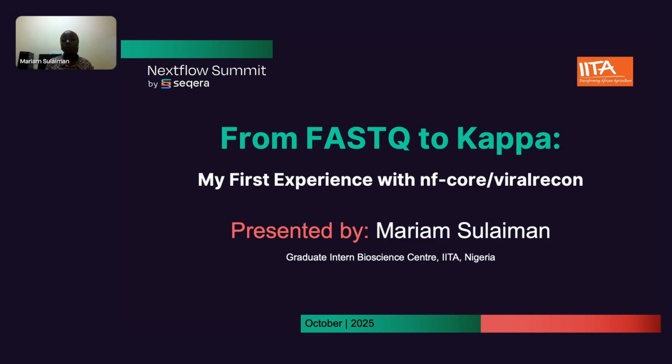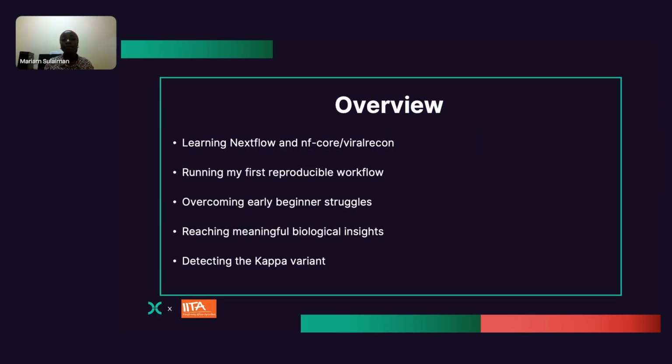This project started out with something very simple. I had a set of FASTQ files which I needed to derive meaningful insight from. But what I didn't know was how much I would learn about reproducibility, automation, and troubleshooting. Here is a quick overview of my journey: how I explored Nextflow, picked up nf-core viralrecon, ran my first reproducible pipeline, overcame early beginner struggles, and finally detected the Kappa variant.